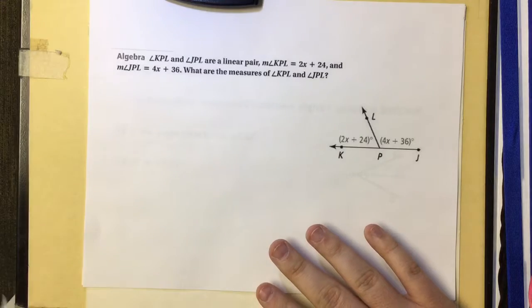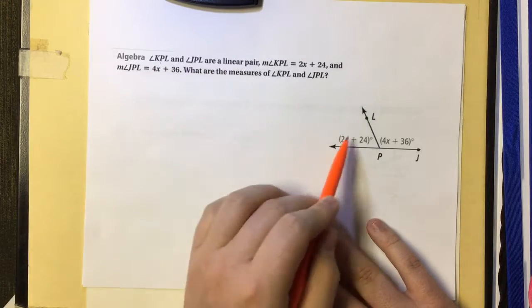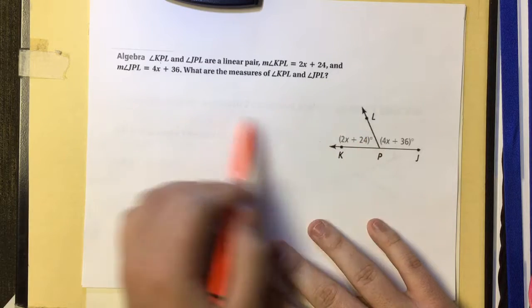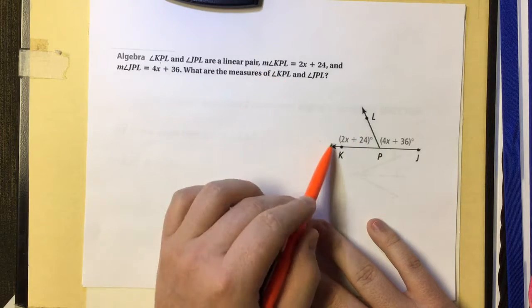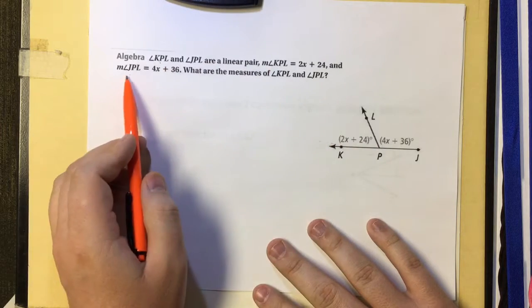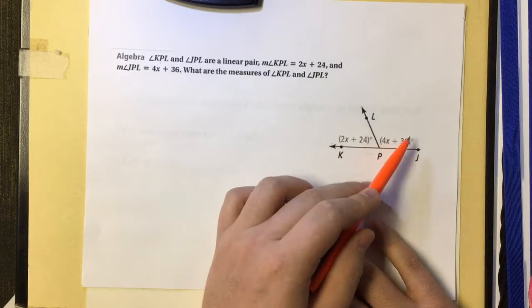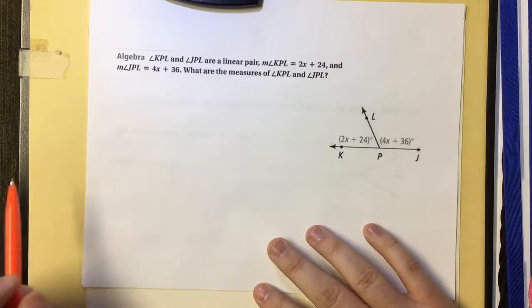So let's see how this works out right here. We have two angles that are a linear pair right here, okay? It says the measure of KPL, this one right here, is 2x plus 24, and the measure of angle JPL is 4x plus 36. What is the measure of each angle?